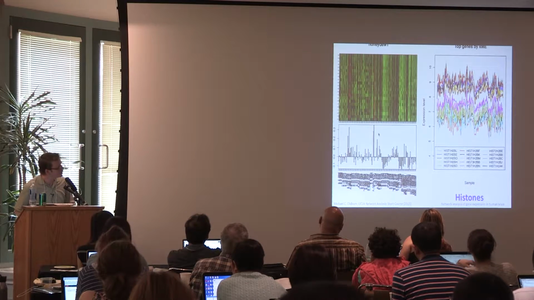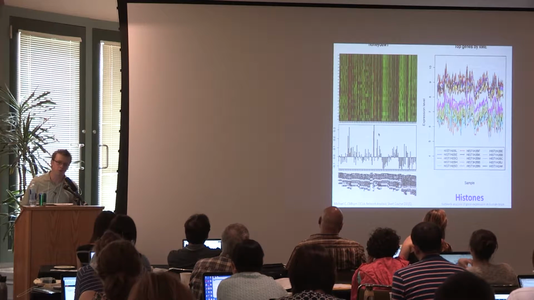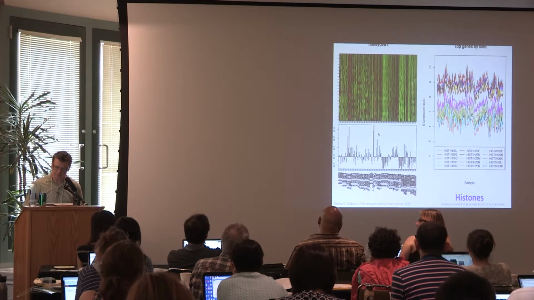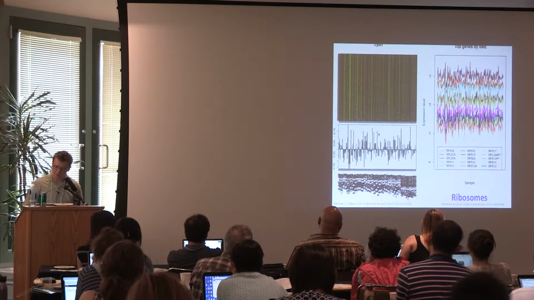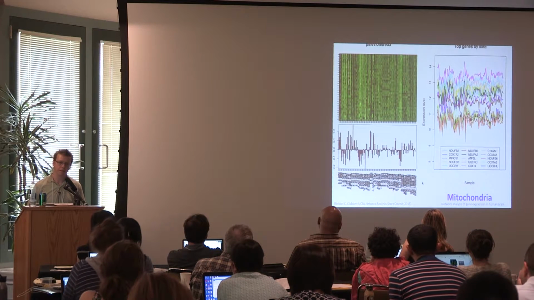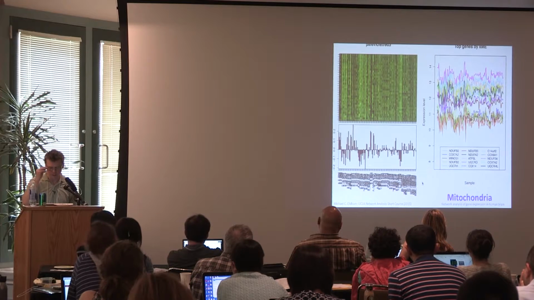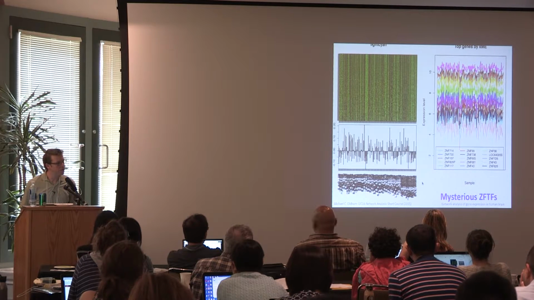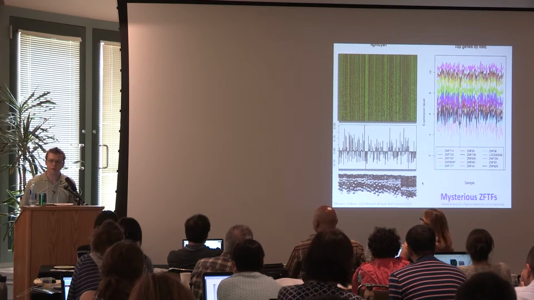So here's a histone module. You can see these are all histone genes. I don't even know which brain region this is, but there they are. Here's a ribosomal module. This is a mitochondrial module. You can see many of these genes, in fact, almost all of them, are members of the electron transport chain. This is a mysterious zinc finger transcription factor module. I have no idea what any of these genes do, and I don't think anybody does.